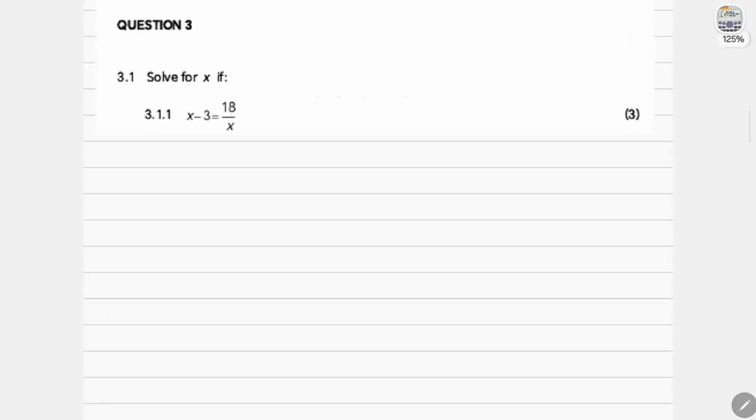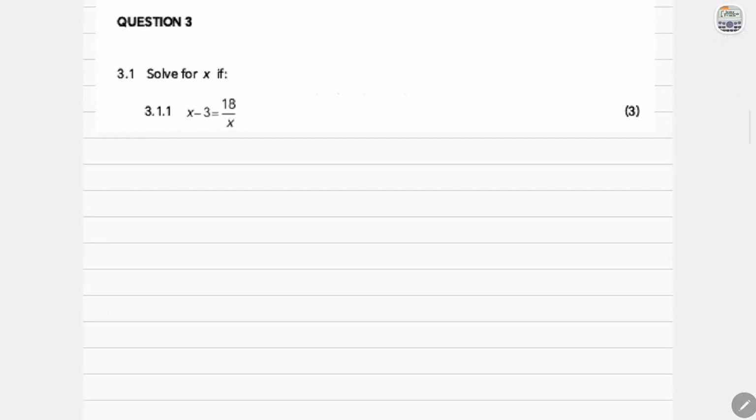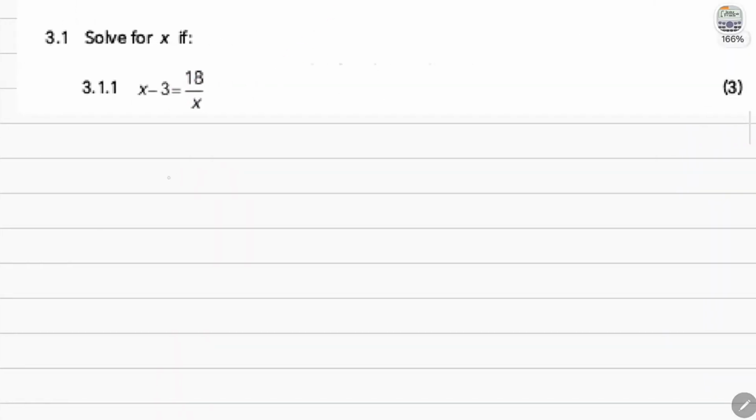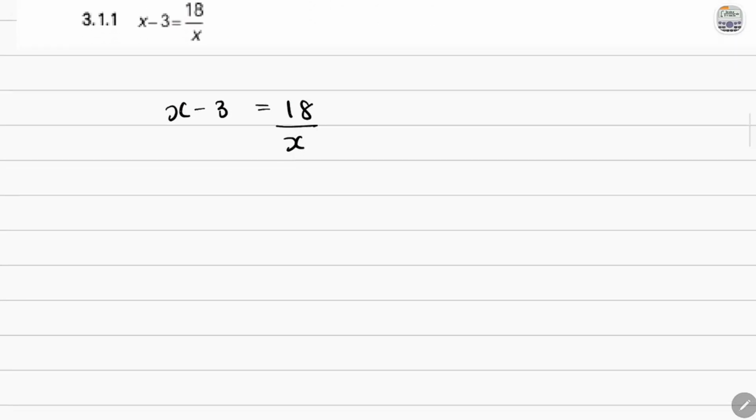Question 3.1 says, solve for x if 3.1.1, x minus 3 equals 18 over x. Okay, so in this equation, we just need to isolate x, or get x alone, but we have an x over here. So we can get the x's together simply by making this a fraction as well. So since it's a fraction and a fraction, we can cross multiply. Okay, you could have also seen this as getting rid of the x in the denominator by multiplying both hand sides by x.